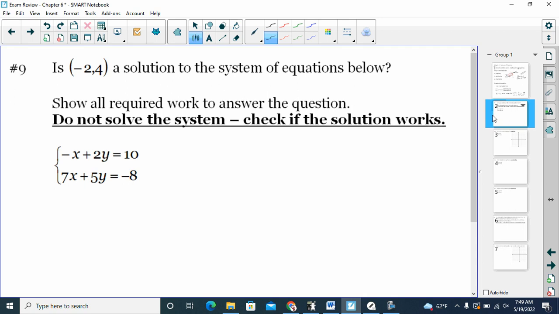Number 9, we did numbers 1 through 8 last time. Number 9 asks us, is the point (-2, 4) a solution to the system of equations below? We are asked to show all the required work, but we do not have to solve the system. We are just checking if the solution works. So is (-2, 4), remember our first value here is our x value and our second is our y, a solution? So we need it to work in both of our equations. So I'm going to plug -2 in for my x. So it says negative x, x is -2, plus 2 times y, y is 4, equals 10.